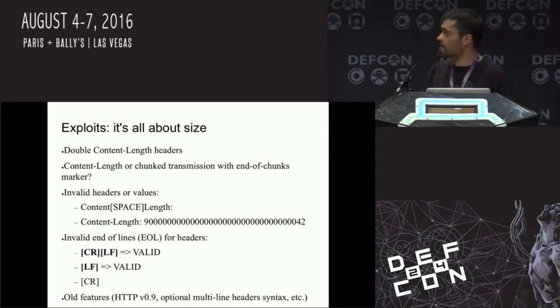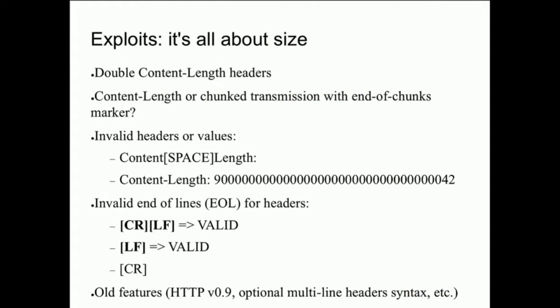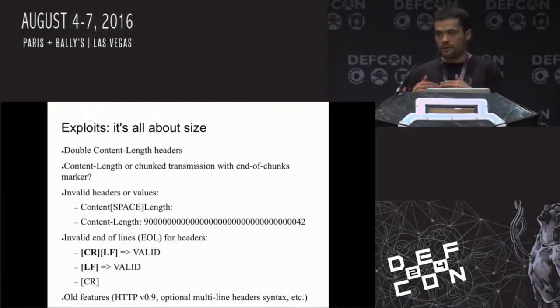So the exploits, it's all about size, because we are in a pipeline, we've got several messages in a pipeline, and each one has its own size. So the goal is to alter the size. You can make double content length errors, so people don't know which one is the right one, and this is strictly forbidden. You can play with content length and chunked transmission, and you should not play with both.